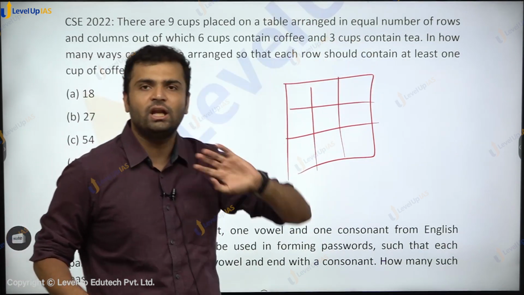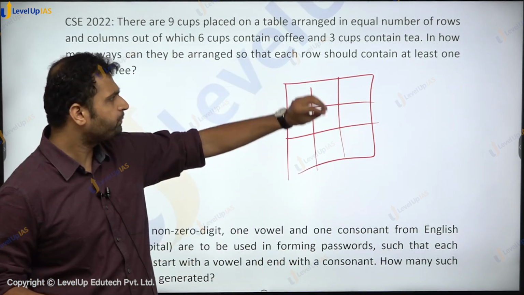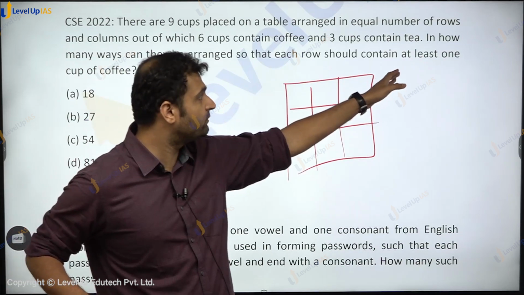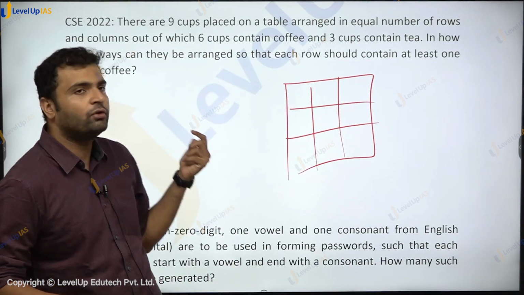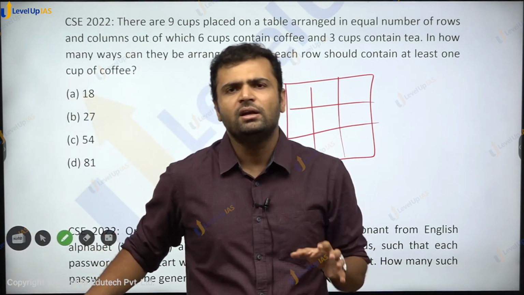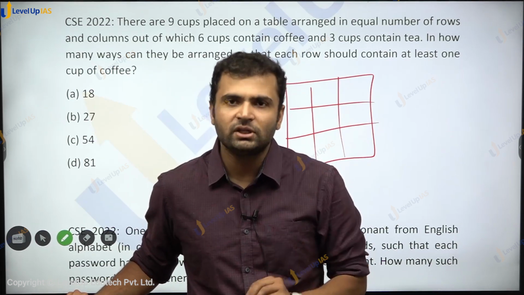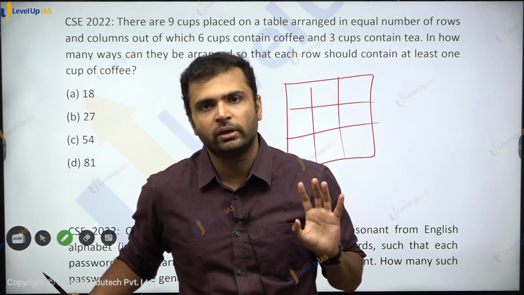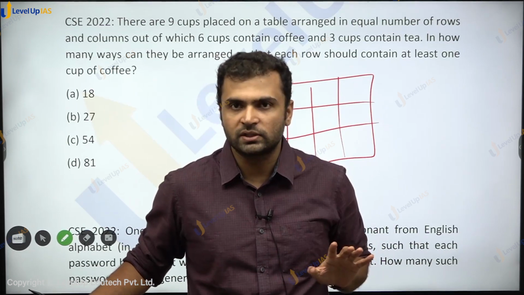कि at least वाला question में क्या करना? Whenever the question is based on this kind of language, that every row should contain at least 1 cup of coffee, इसको कैसे solve करना है? All we have to do: at least 1 cup of coffee मतलब क्या? एक भी चलेगा, दो भी चलेगा, तीन भी चलेगा हर रो में, ठीक है. बट क्या नहीं चलेगा? जीरो नहीं चलेगा बस.